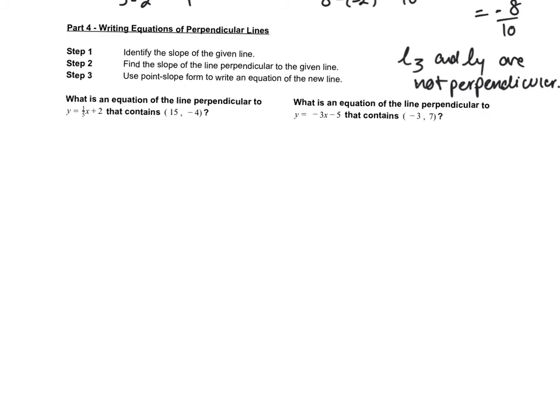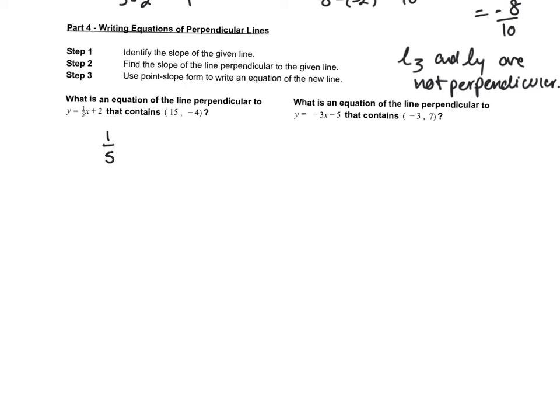All right, in part 4, we're going to write equations of perpendicular lines with a given equation already and an ordered pair, all right? So first thing that we got to do is we need to identify what the slope of our equation that's given. Well, here, the slope is 1/5, okay?